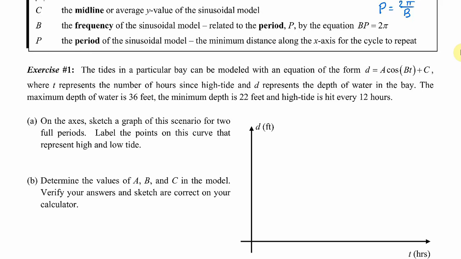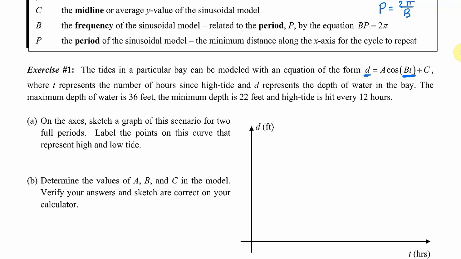So in the first one, it says the tides in a particular bay can be modeled with an equation of the form d equals a cosine of b of t plus c, where the letter t represents the number of hours since high tide, and d represents the depth of water in the bay. Most of you are probably familiar with the fact that there's high tide and low tide; it comes in and goes out twice a day, every day. This is a periodic function. So our variable is t instead of x, and instead of y, we have d here. But other than that, it's pretty similar to what we see above.